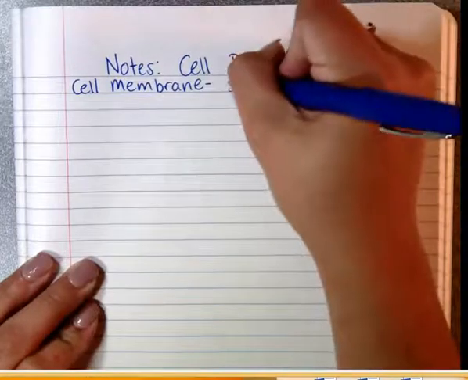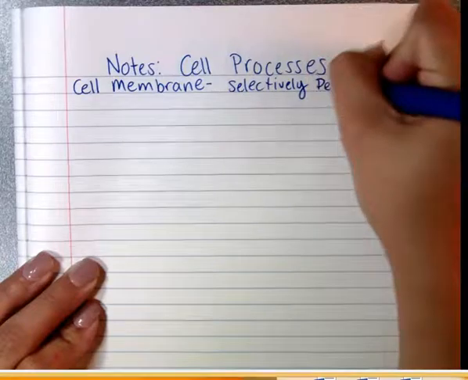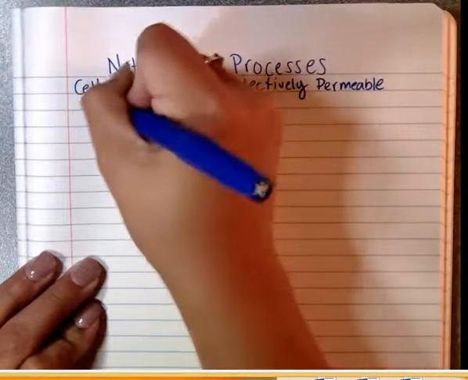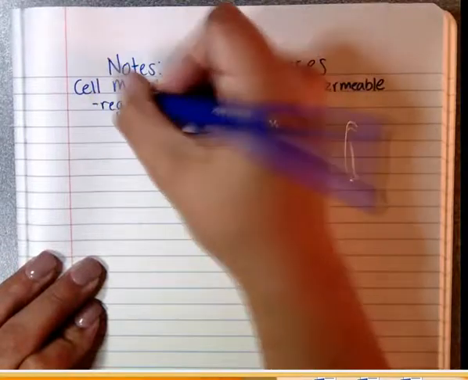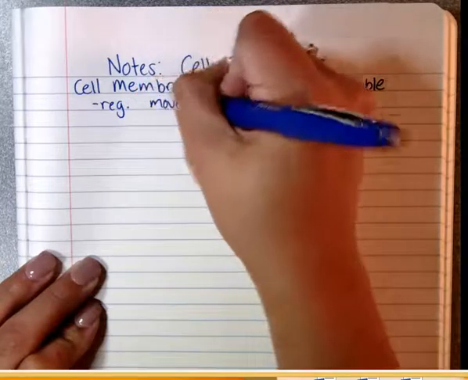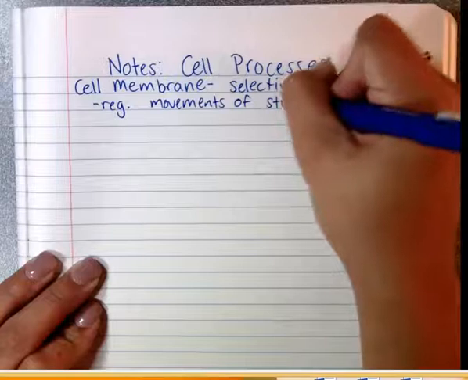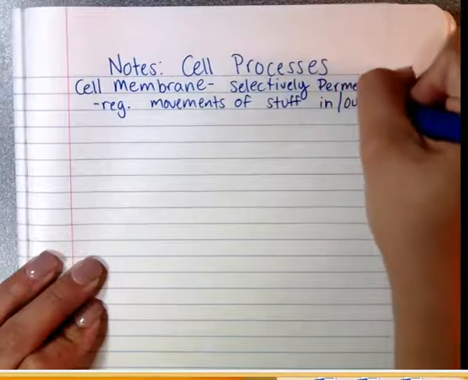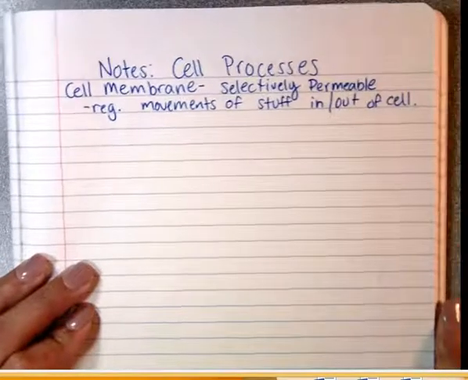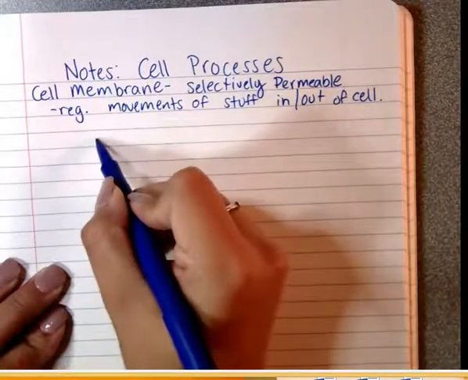One of the terms that we use to describe the cell membrane is that it is selectively permeable. Basically it regulates movements of stuff in and out of the cell.